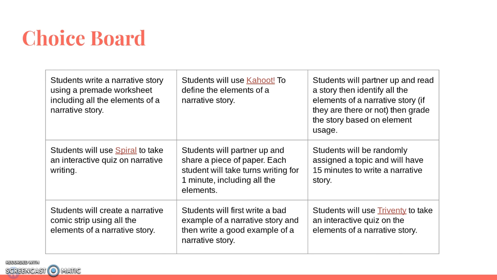Right, and then the sixth one, students will be randomly assigned a topic and will have 15 minutes to write a narrative story. This one's kind of, you get a topic and then you think of it quick and then you write it, but they also have to keep in mind those narrative story elements. So that would show that they are able to think quickly and keep those elements in mind.